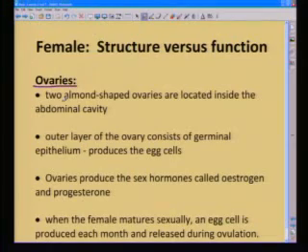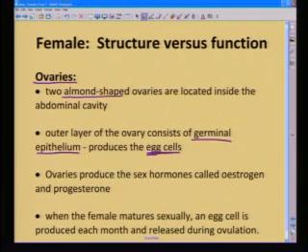All right, so we have two almond-shaped ovaries. The outer layer of the ovaries consists of, there we go, our germinal epithelium again. It's the germ tissue. Why? It produces the egg cells.